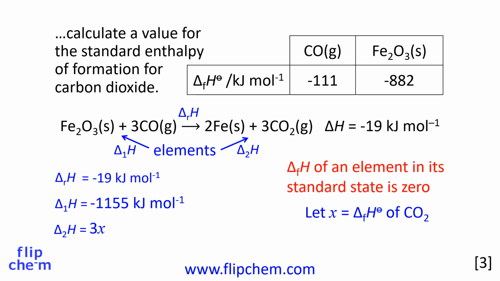Delta 2H includes the enthalpy of formation of carbon dioxide. This is what we need to work out, so we'll call this value X. The enthalpy of formation of an element in its standard state is 0. To form 2 moles of solid iron from 2 moles of solid iron requires 0 kilojoules per mole. Delta 2H is 3 times the enthalpy of formation of carbon dioxide.